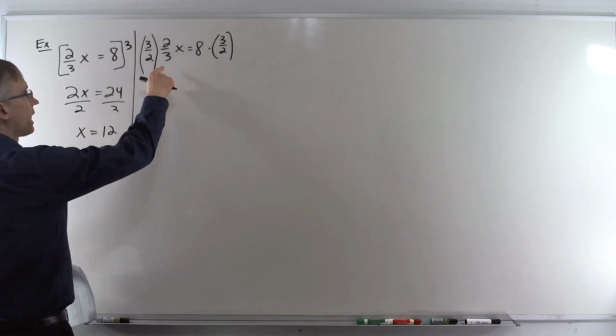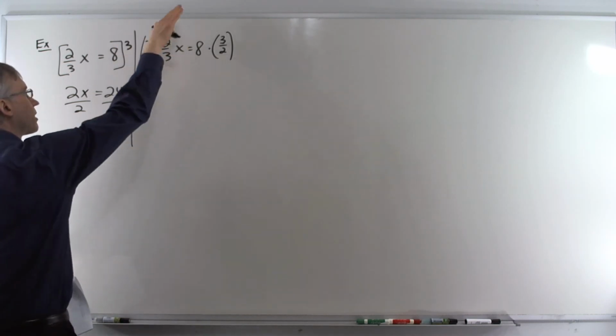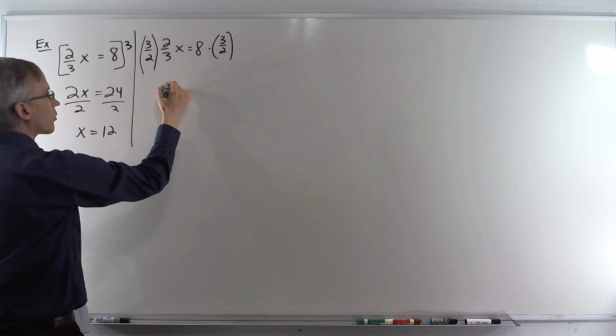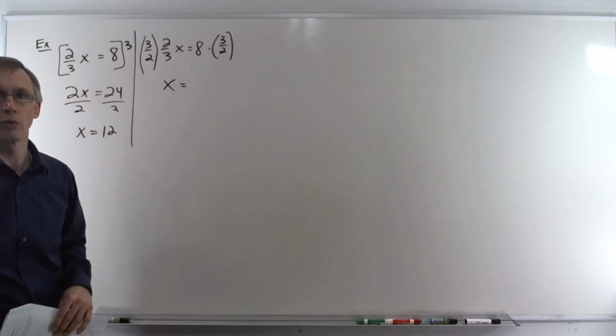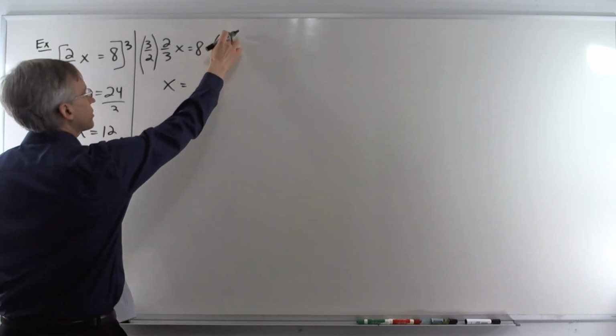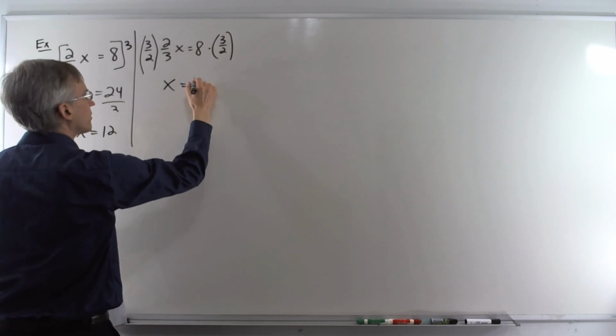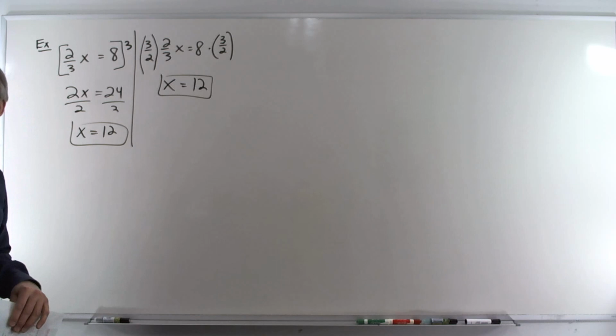All right, now look what happens here. We have a 3 on top, 3 on the bottom, those cancel. 2 on top, 2 on the bottom, those cancel, leaving just a 1 over here, or 1x. Remember, when we cancel, we don't get 0, we get a 1. Over here, 8 times 3 is 24, divided by 2 is 12. So same answer either way. Use whichever method you like.